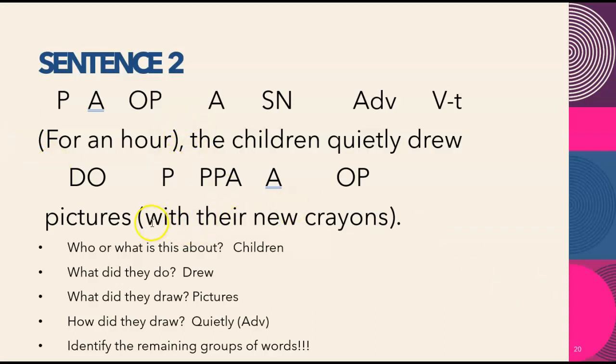Then let's come down here. With their new crayons. Preposition. Here we have the triple crown. Possessive. Whose crayons? Theirs. Pronoun. There's a pronoun. And adjective tells us whose crayons they are. So PPA. And then article, adjective. And then object of the preposition is crayons. So hopefully you got all of those right.